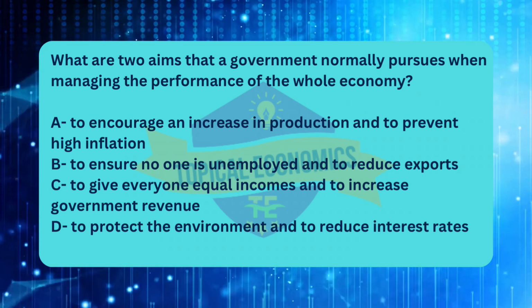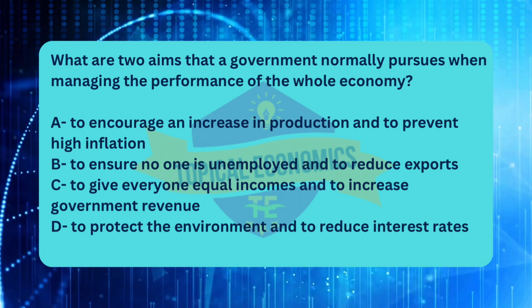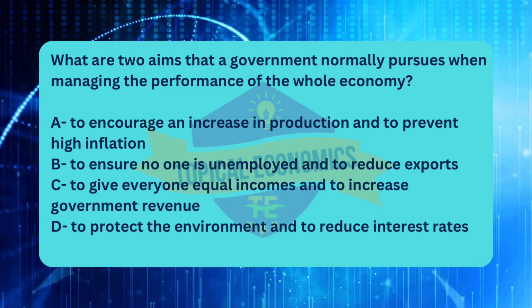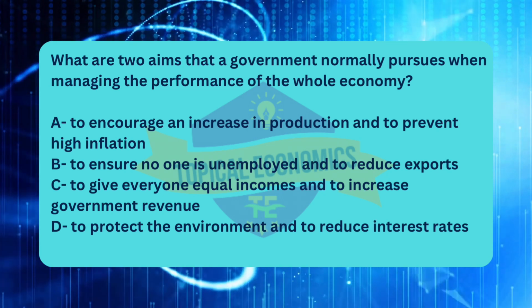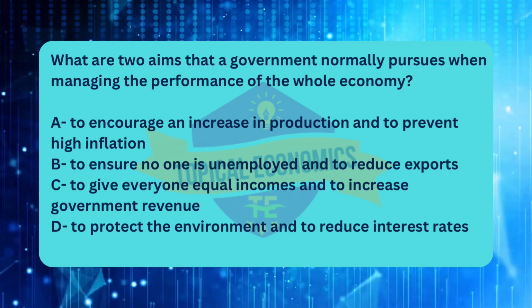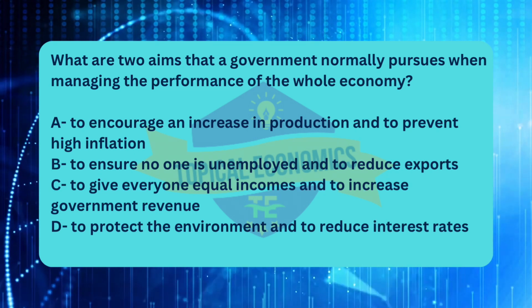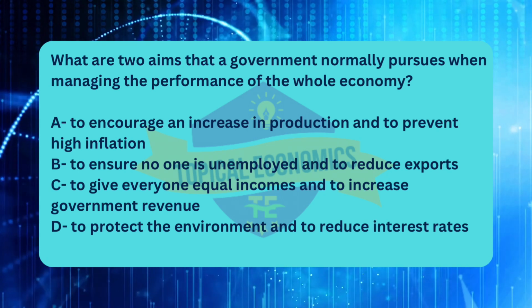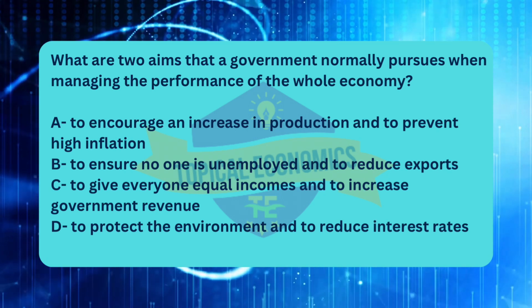The two aims that a government typically pursues when managing the performance of the whole economy are to encourage an increase in production and to prevent high inflation. Governments generally aim to boost economic growth by encouraging higher production, output, and improving productivity, while also managing inflation to ensure price stability and avoid the negative impacts of excessively high inflation on the economy and consumers.